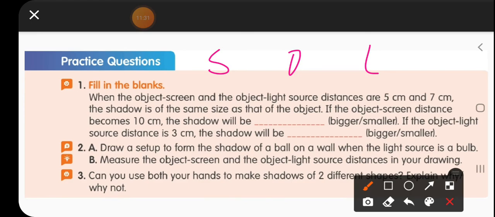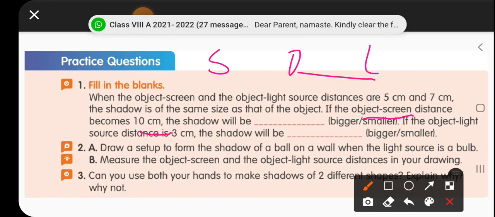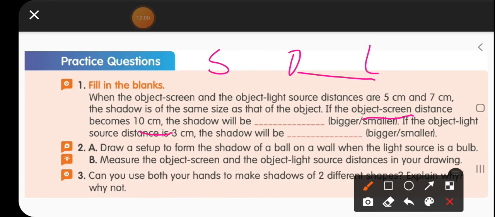If the object screen distance becomes 10 centimeters, then will the shadow be smaller or bigger? So if the object screen distance becomes 10 centimeters, then the shadow will be bigger, because the object comes close to the light source. Okay. If the object light source distance is 3 centimeters, the shadow will then also be bigger.